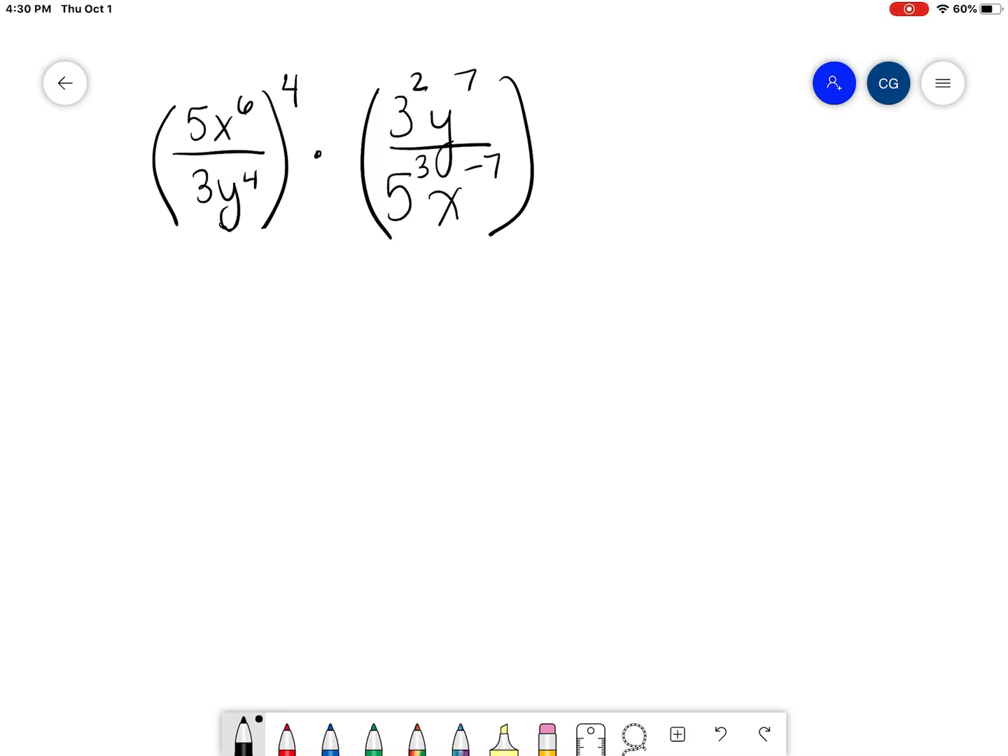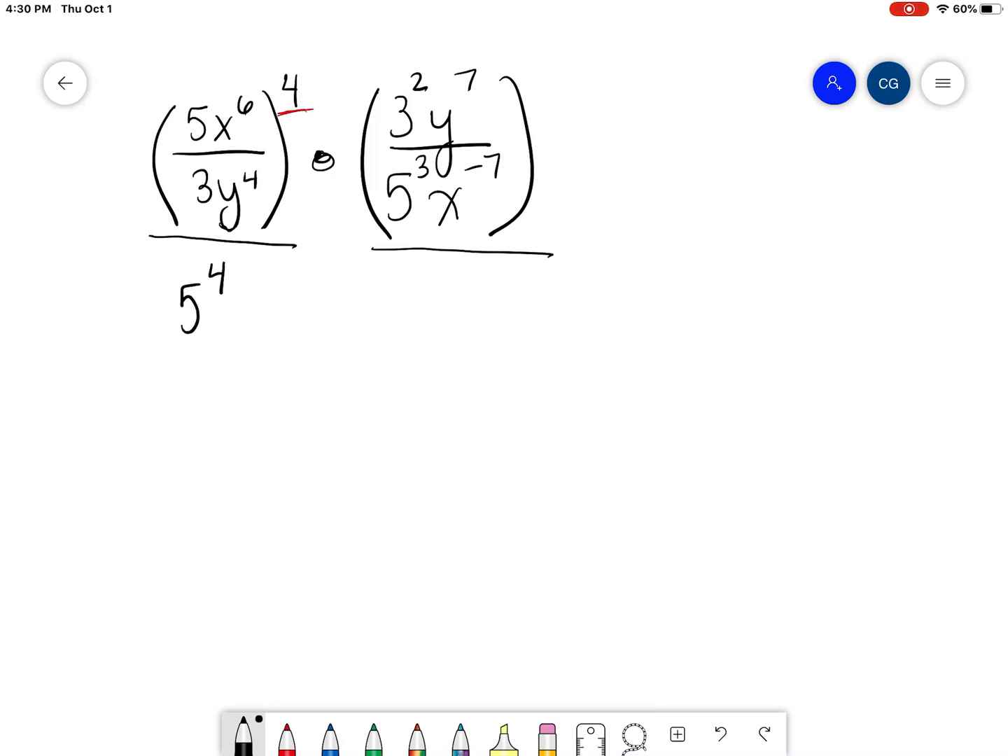In this video, I'm going to show you how to multiply two expressions that involve exponent rules. So I have my first factor here, and then I'm multiplying it by another factor. And before we do the multiplication, we need to complete this exponent here. Using order of operations, we have to do exponents first before we multiply. So I'm going to raise everything that's inside the parentheses to the fourth power.